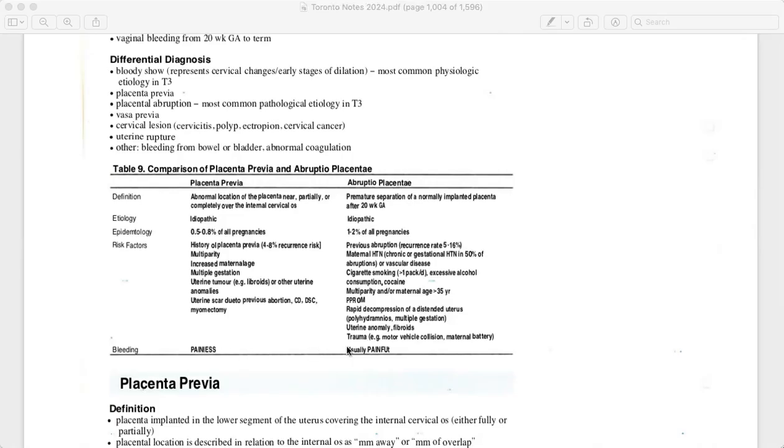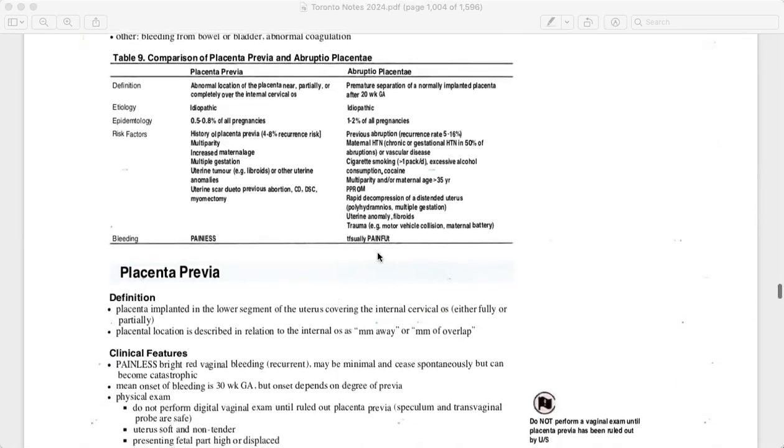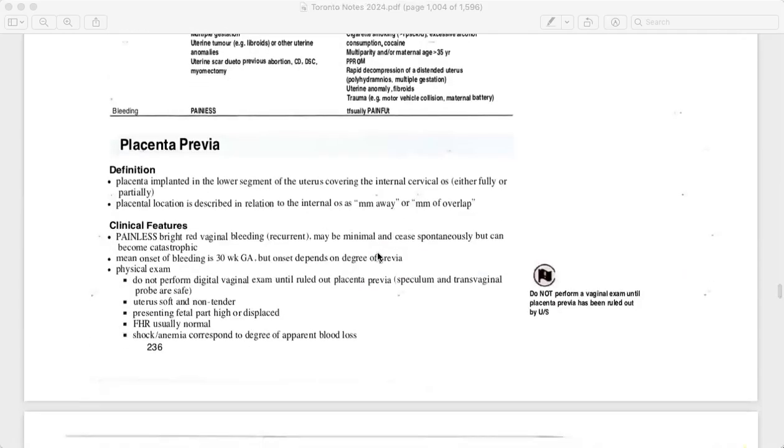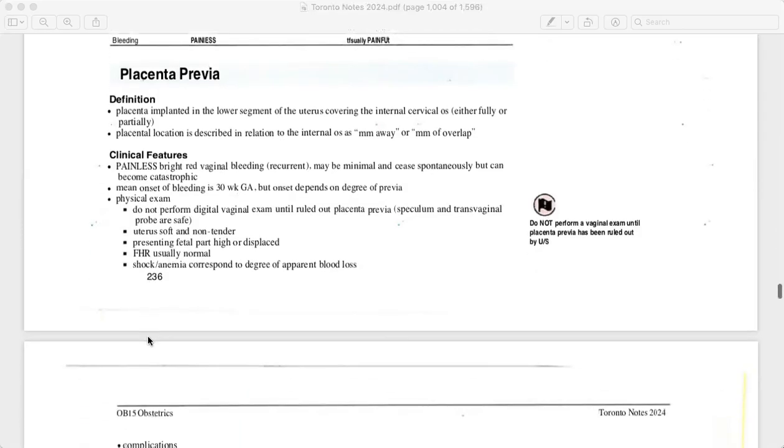Previa is painless and abruptio placentae is usually painful. It could be painless as well, so don't go with painful and painless only. Placenta previa, as we already discussed, presents with painless red vaginal bleeding. Mean onset of the bleeding is 30 weeks gestational age. Do not perform a digital vaginal exam until placenta previa is ruled out. Uterus is soft and non-tender, presenting fetal part is high and displaced, fetal heart rate is usually normal, and then shock and anemia correspond.